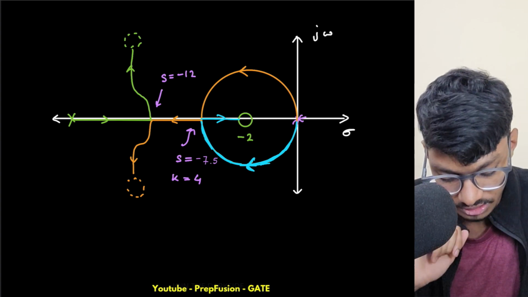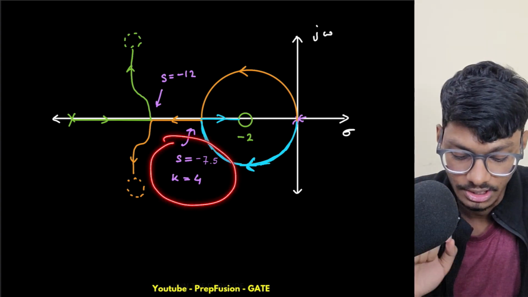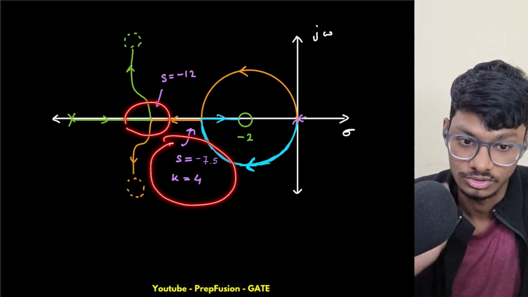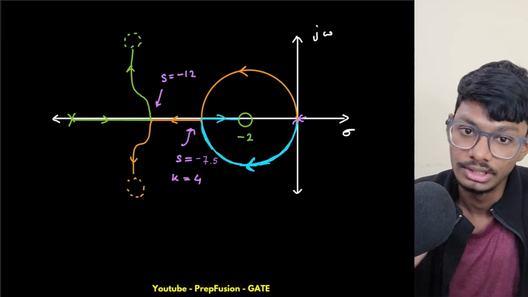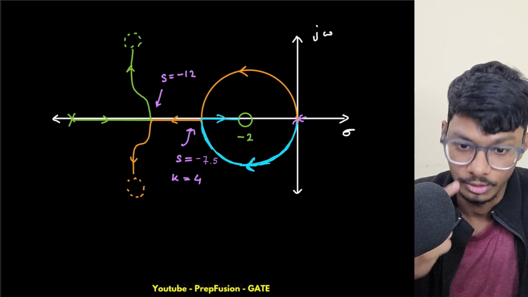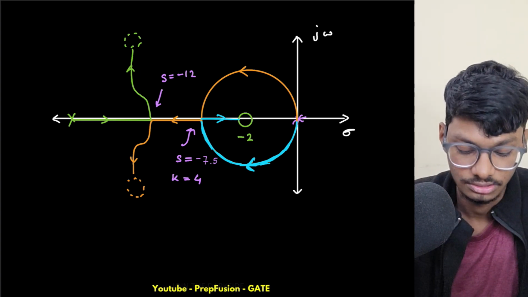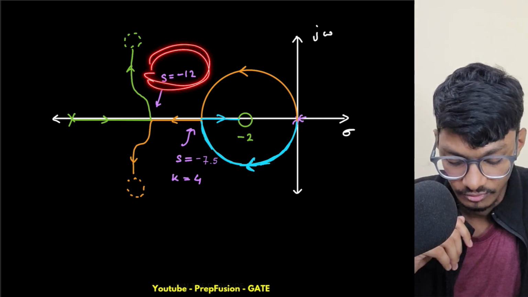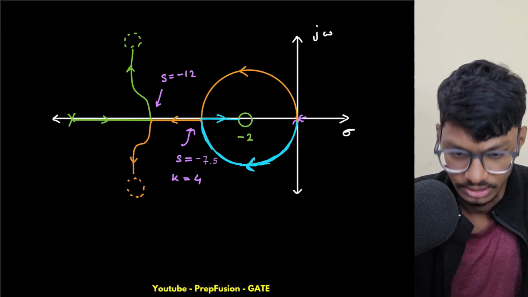Okay, you can calculate the break in point again, and then again the breakaway point. So here you will get a break in as well as a breakaway point. You will get two valid points. So just keep that in mind, and also find the value of k for this. Okay, so yeah, these are the things.